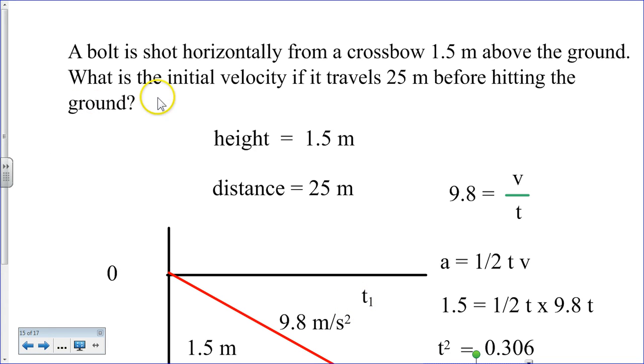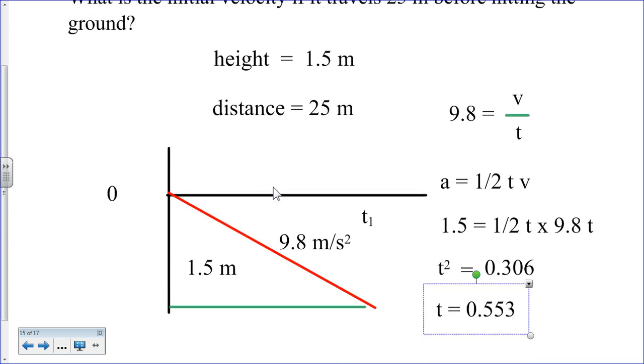Finally, we have a bolt shot from a crossbow. We're holding the crossbow at 1.5 meters above the ground. And we want to figure out the initial velocity if it travels 25 meters before it hits the ground. So this time I gave you the height off the ground, I gave you the distance that it's going to travel. Well, if we could figure out how long it stays in the air, then it's easy to figure out how fast it's going based on how far it went in that time frame. So we need to figure out how long it's in the air.